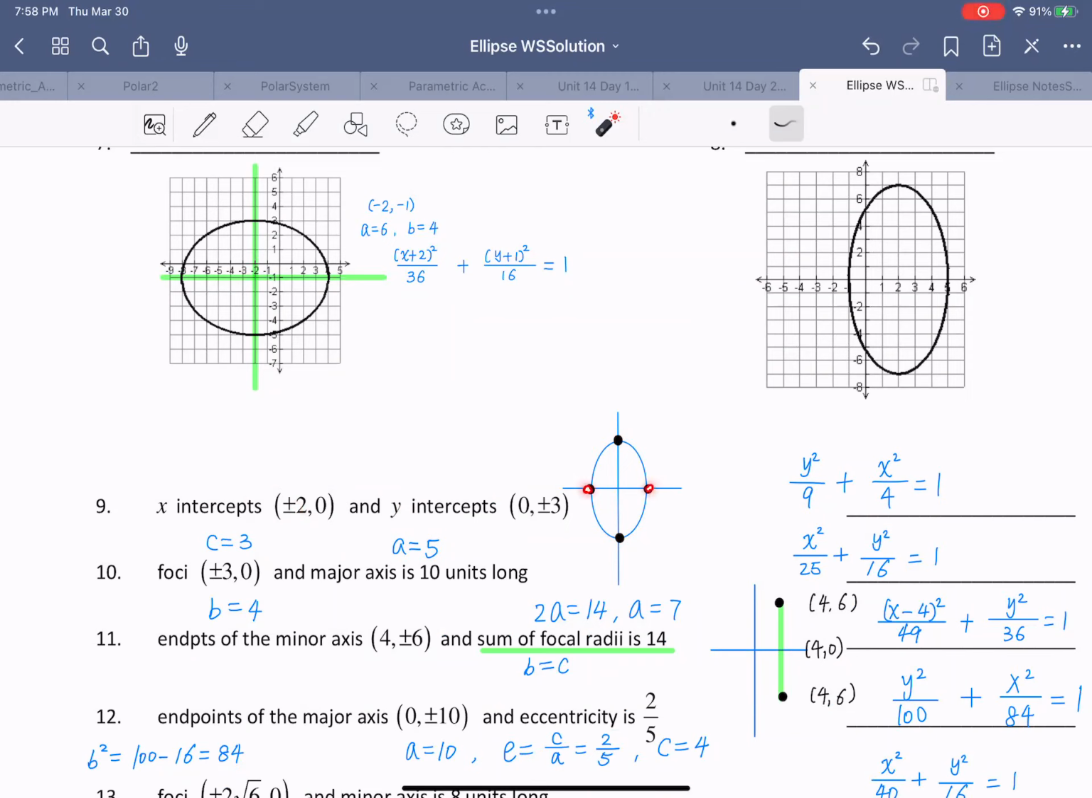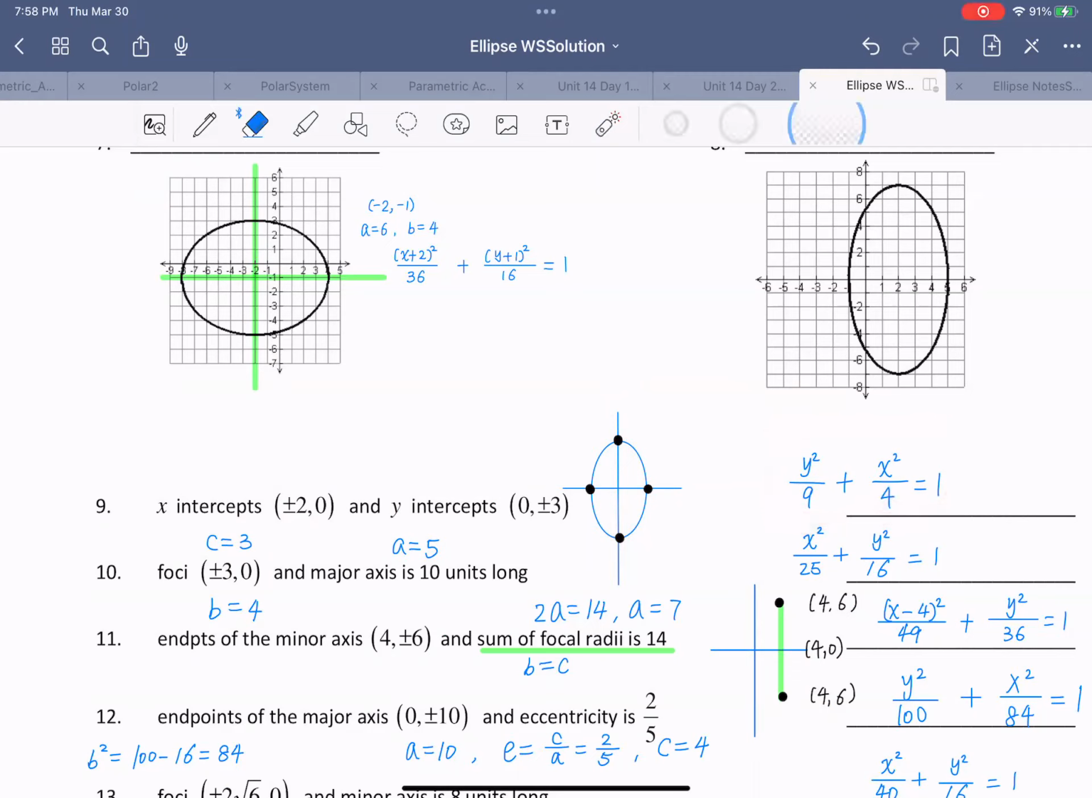(-2, 0), (2, 0), (0, 3), (0, -3). So the y direction, this is 3 squared. The x direction, this is 2 squared. So you have this equation easily.